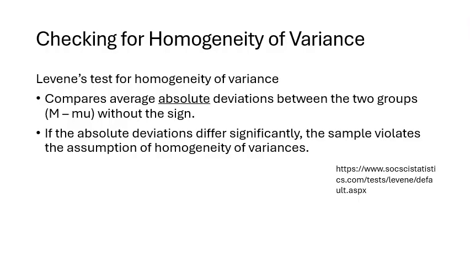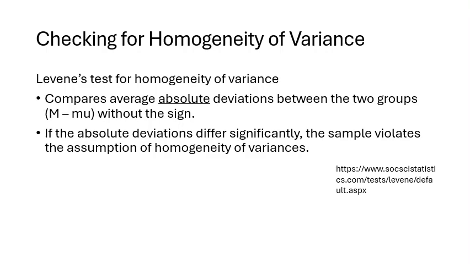We're going to be comparing the average absolute deviations between the two groups. And all that means is, when we calculate the deviation for the process of finding the sum of squares, we square the deviations to get rid of the negative sign. What we're going to do here is find the absolute value, M minus mu, without the sign. And then we're going to run a t-test using those absolute deviations.